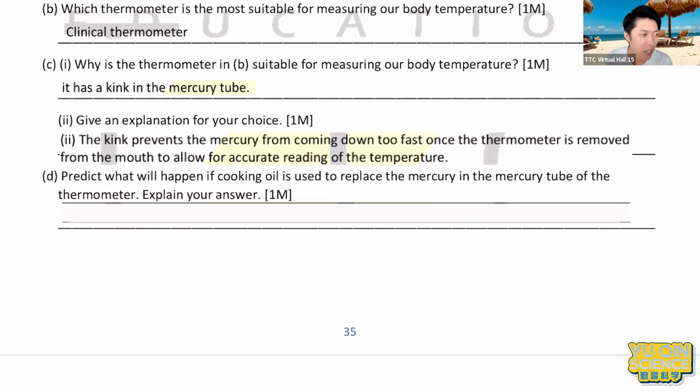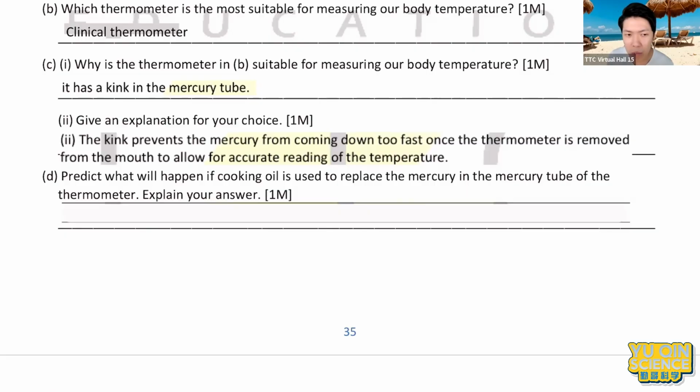Question D, everybody. Predict what will happen if cooking oil is used instead of mercury, and explain your answer. Okay, well, you know there's a reason why we use mercury.